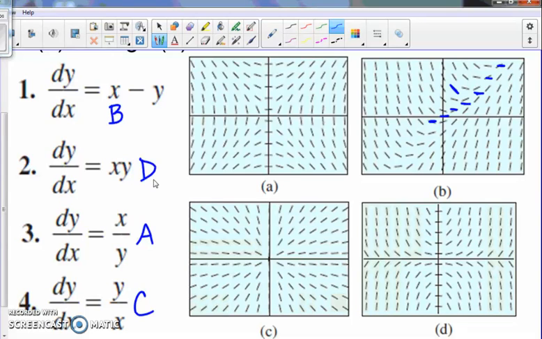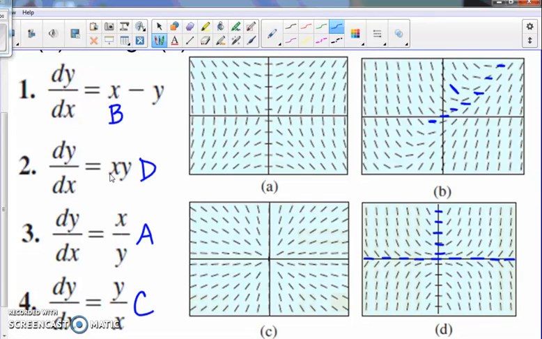Then for number 2, I said that it was D, x times y. So I know a couple things about that. First off, if either one of those coordinates is 0, my slope's going to be 0. So those coordinates are 0 on the y-axis, and notice all those slopes are 0. And then also on the x-axis, and even though we can't see it, you can tell by what's coming towards it that these slopes are also approaching 0. Another thing is that when both of these are positive, we're going to have positive slopes. They're both positive in the first quadrant. Do you notice how every single slope drawn here is positive?